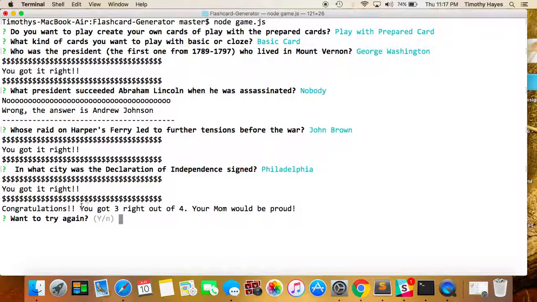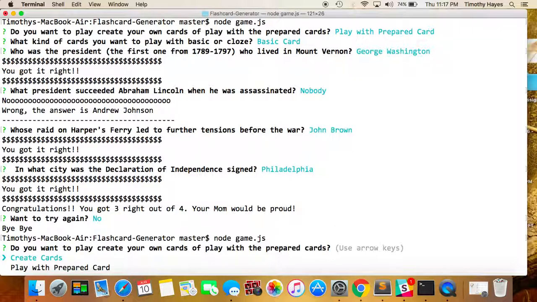And we got the last two right. So if you get 75% or greater correct, you get this little message, you got 3 out of 4. Your mom would be proud. Would you like to try again? Let's go no. And so now we are out. So now let's try to play the game again one more time. And we can play with the prepared cards again.